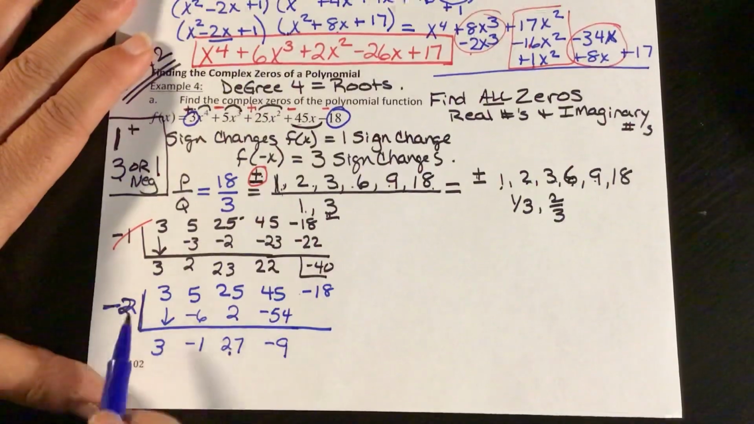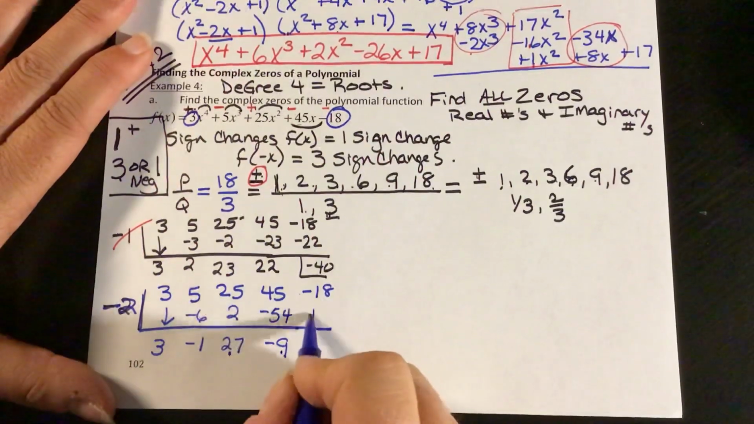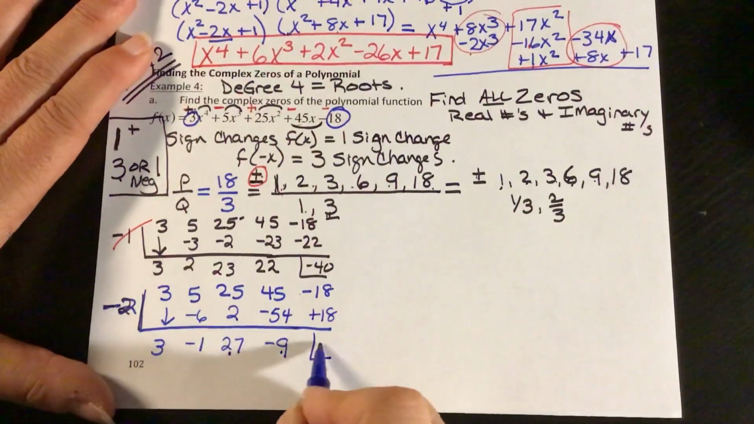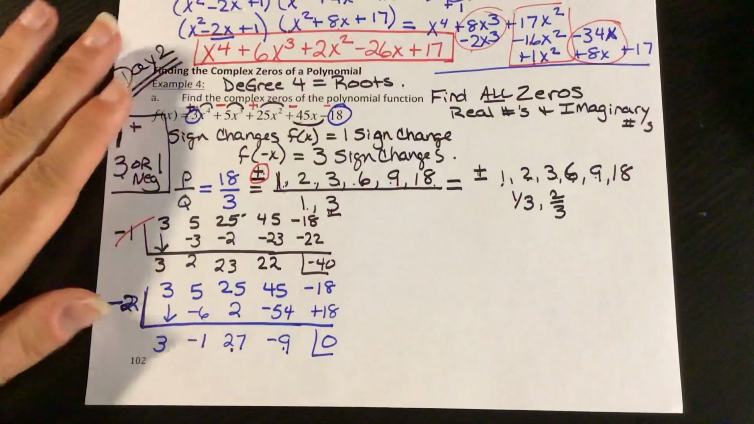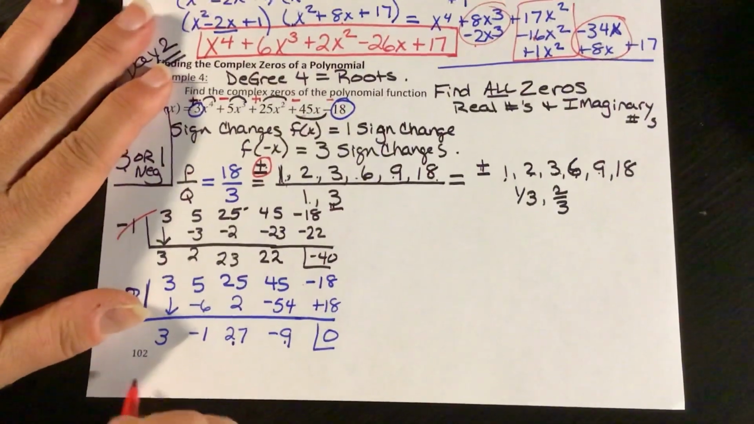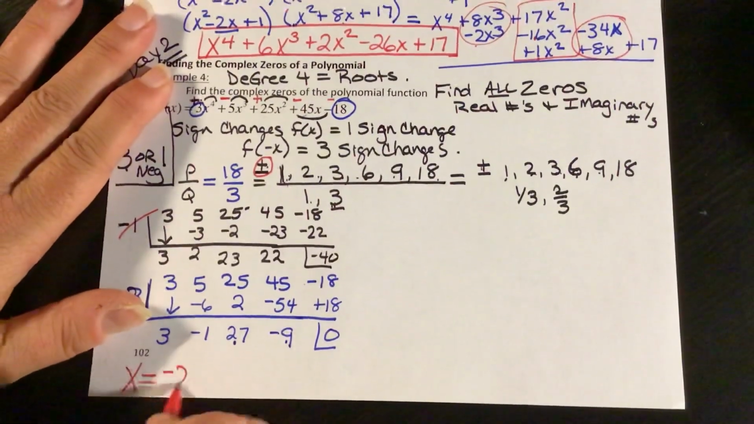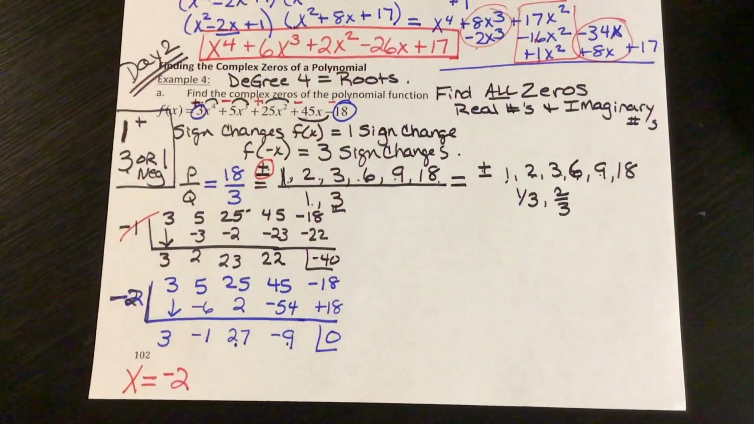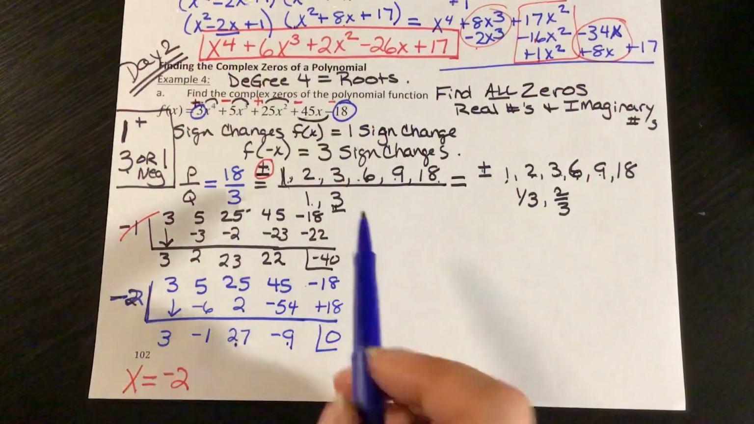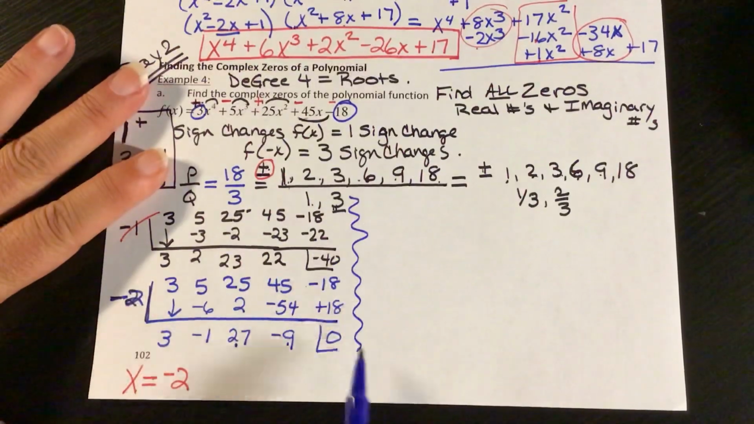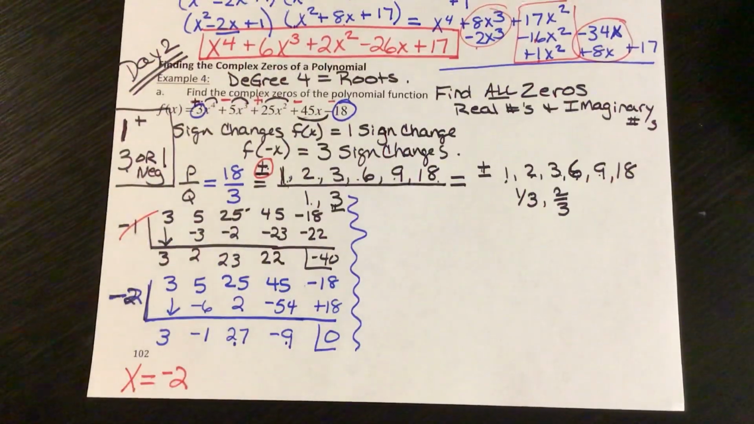Ooh, this looks good. -2 times -9, +18. And I get remainder 0. Woohoo! So I know that x equals -2, and I'm going to write this down here, is a root. So now I'm left with, I'm going to kind of separate this.